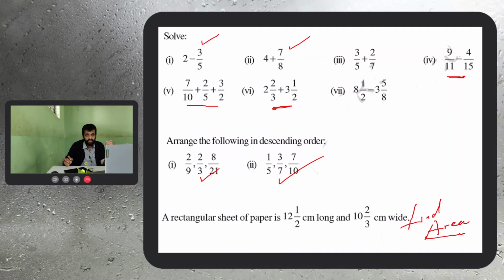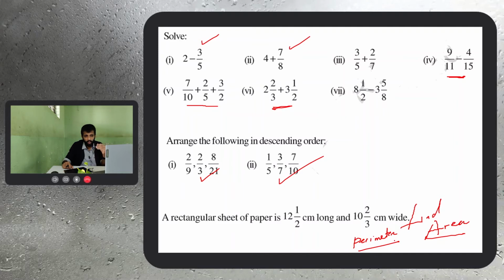Alright, so what I have to do, or you can say first you will find out the perimeter. You already know the method of finding the perimeter. You have to add the length, the breadth, the length and the breadth, all these numbers together, and then you get the perimeter. Okay, first what you have to do, it's a mixed fraction.